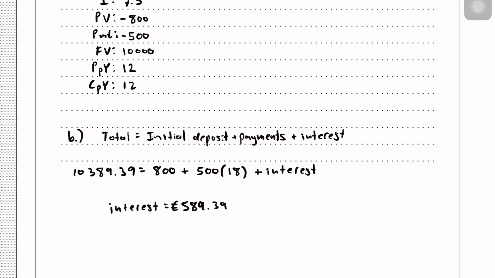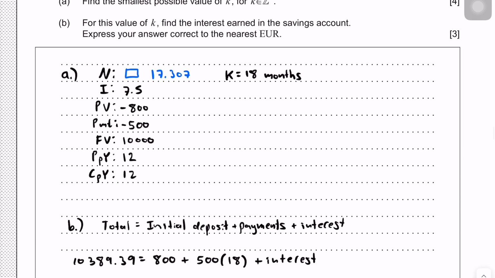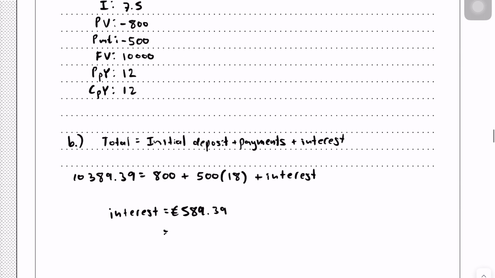Okay, so let's go on. Did it ask us to, okay, it's asking us to write this to the nearest euro. So in this case, it's only 589 euros.